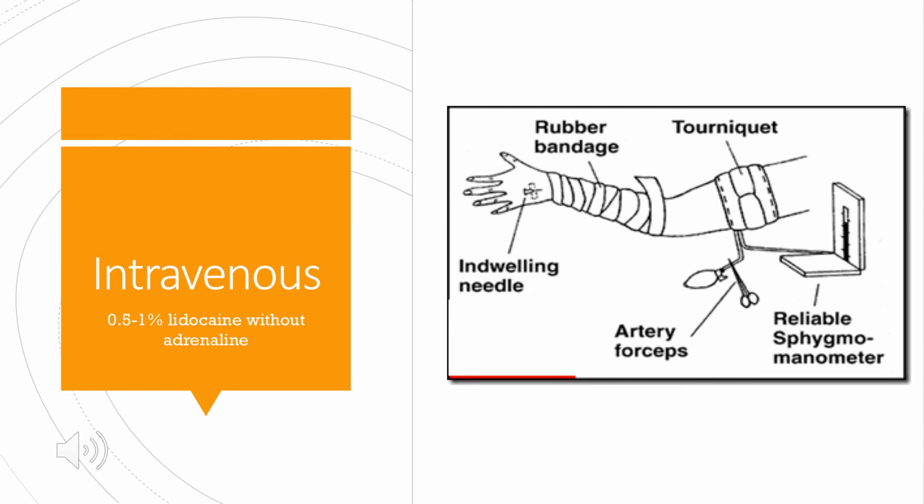The second type is intravenous administration of a local anesthetic, which is given into the veins. Here 0.5 to 1% of lidocaine will be given without adrenaline. It gives the effect very fast.